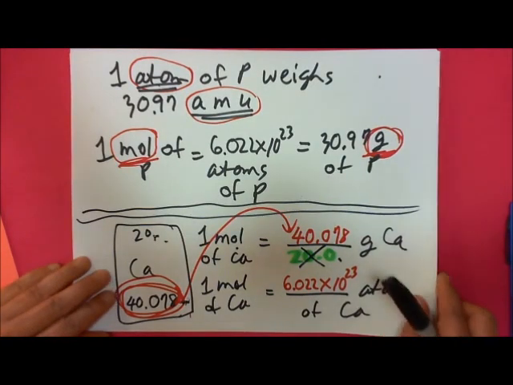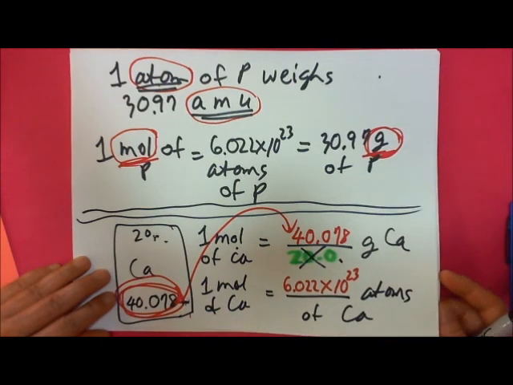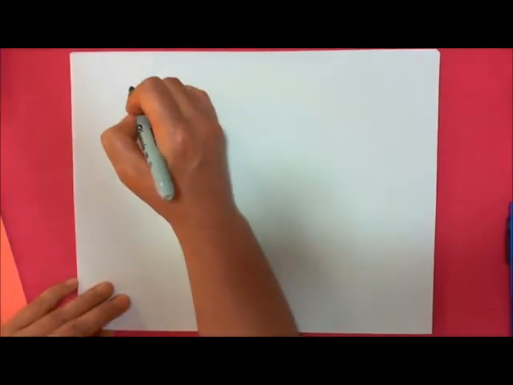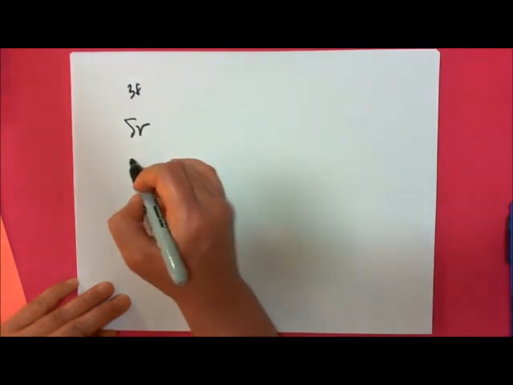Okay, so I can ask another example of the same kind of question. Instead of calcium, let's use another element. We're going to use the element strontium. In your periodic table, it looks like this.